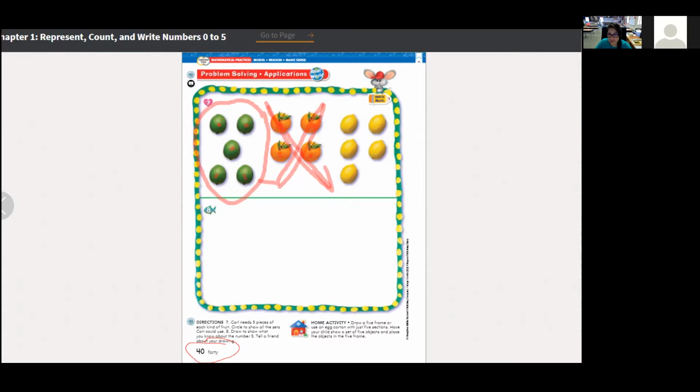Okay, let's do the lemons. Let's count those, see if he can use those. 1, 2, 3, 4, 5. Is there 5? Can Carl use those right here? These fruits right here? Yes, he can, because there is 5. Because that's what he wants. He wants 5.